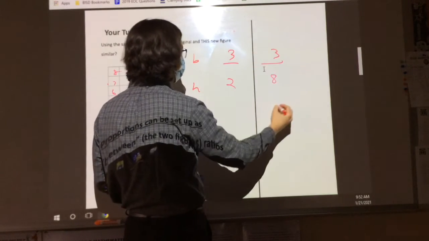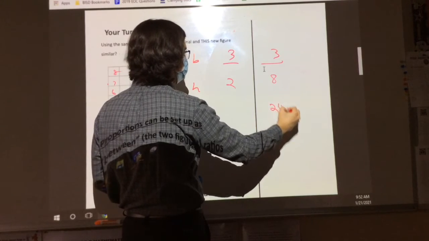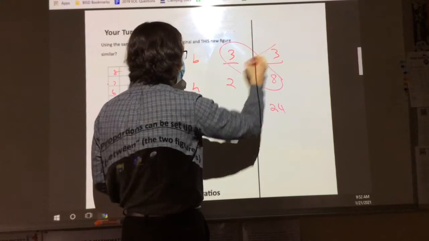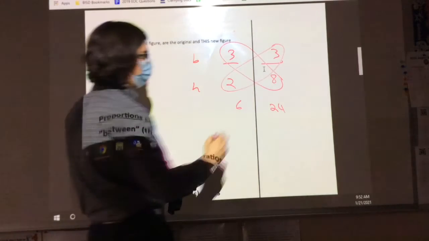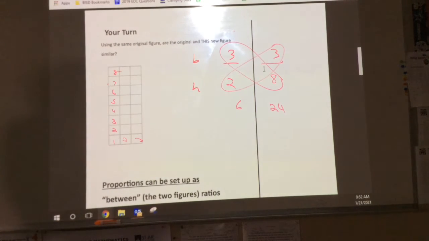Alright, so what's 3 times 8? 24. What's 3 times 2? 6. Are those similar? No. Because they're different, right? Okay. So what we're doing essentially is we're setting up these proportions, and then by setting up the proportions, we're just figuring out if they have similarities to them. Alright, on to the next part.